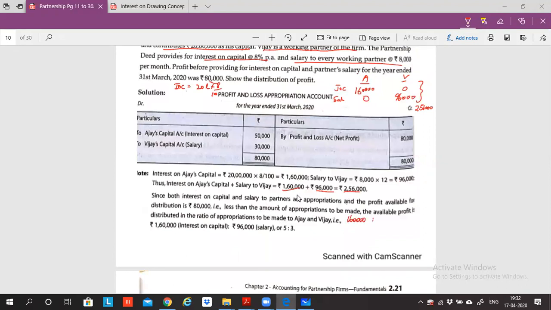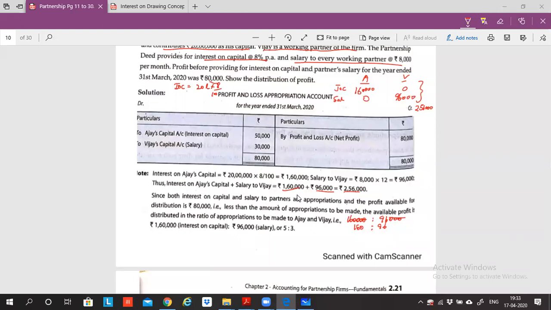So 1,60,000 is to 96,000. I'm taking the total of each partner. How many zeros are common here? 3 here and 3 here. So can I say it is 160 is to 96? Now in which multiplication table will both of these be commonly divisible? 96 divided by 12 gives 8, but 160 divided by 12 is not divisible. Which is the table? The 16 table. 16 6s are 96.